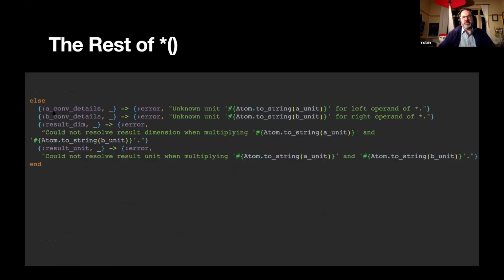And then here we just have all the different error conditions that we could have when we're trying to do multiplication. Division works very similarly to multiplication. Division just has to look up different positions in that triangle to work out what the result dimension is. So 5 minutes over.